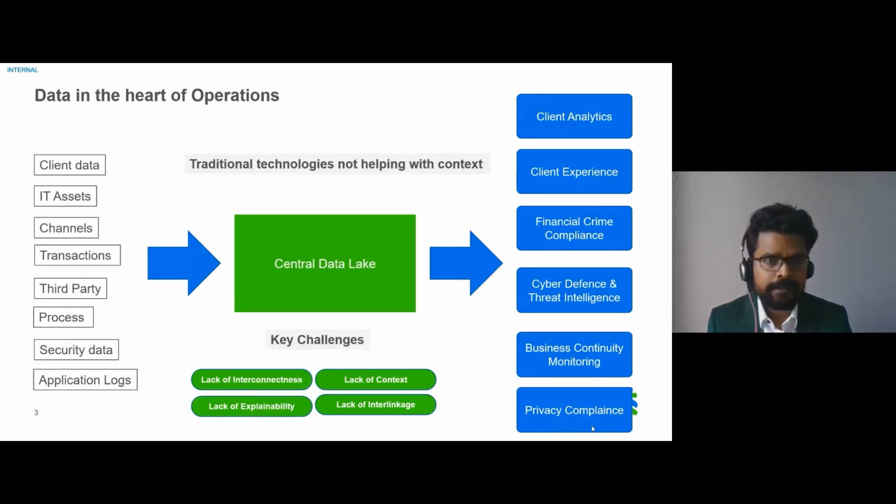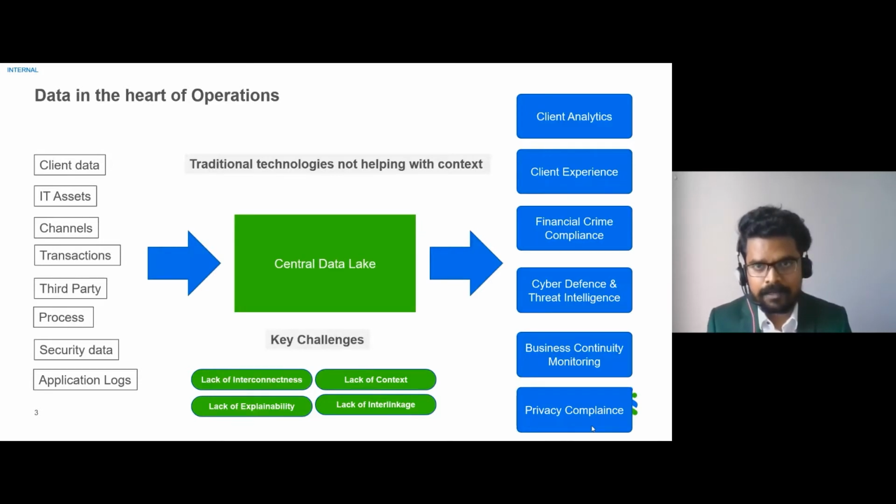We stream client data and IT data, and also the client interactions from various channels, and also the transactions from various payment touch points, and also all our third party data. Plus, as a bank, we are very process centric, so there are a lot of metrics around it, and we also source the process metrics. And of course, in order to handle threats, we source a lot of security data and also application logs. So there is a huge amount of data from a various application landscape being sourced or streamed into our central data lake.